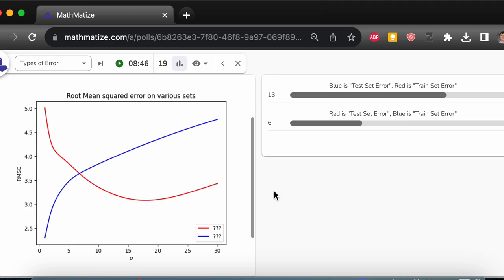13 people think blue is the test set error and red is the train set error. And 6 people think red is the test set error and blue is the train set error. The correct answer is the minority. Red is the test set error and blue is the train set error. So most people got it wrong. 68% of people got it wrong. So maybe your coin flips are very unlucky this morning.